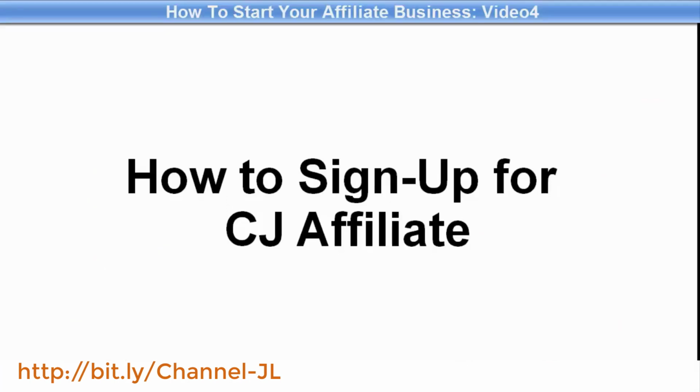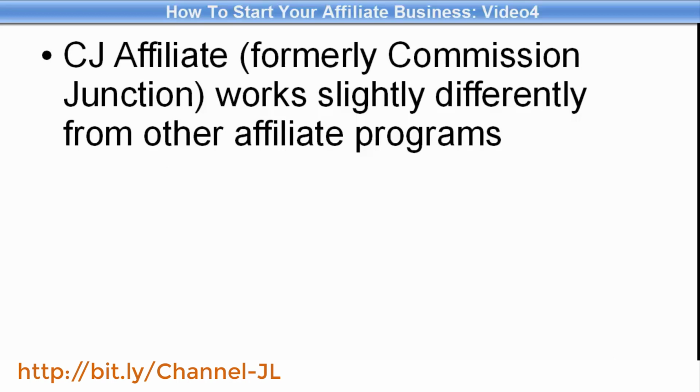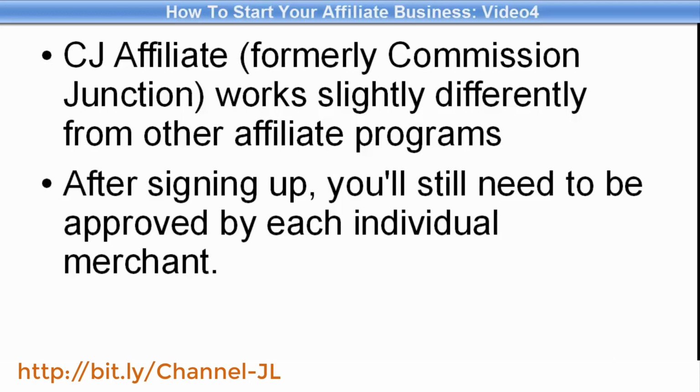In this video, I'm going to explain how you sign up for CJ Affiliate. CJ Affiliate, which was formerly known as CommissionJunction, works slightly differently from other affiliate programs. In fact, CJ Affiliate acts as a facilitator for different companies' affiliate programs. So each company, each website is independent, but they do their affiliate program through CJ Affiliate. So CJ Affiliate coordinates everything from all these different companies. So after signing up, you'll still need to be approved by each individual merchant.